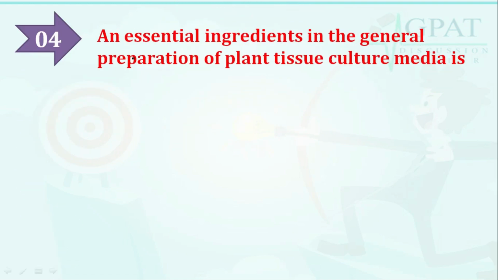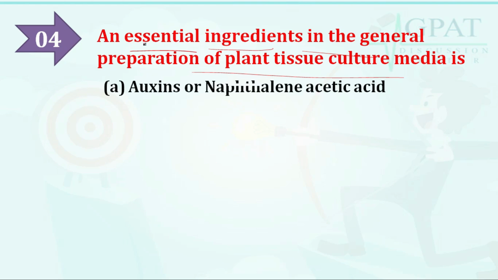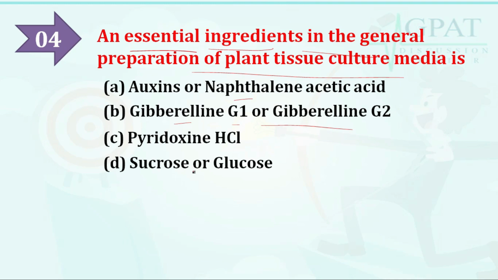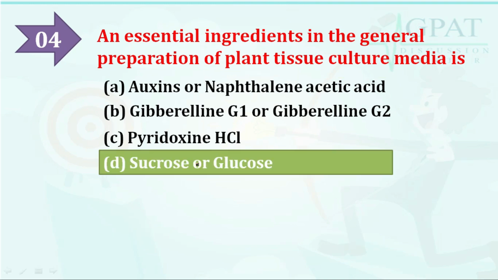Now the next question is, an essential ingredient in the general preparation of plant tissue culture media is: option A, auxins and naphthalene acetic acid; option B, gibberellin G1 or G2; option C, pyridoxine HCl; option D, sucrose or glucose. The correct answer is sucrose and glucose. These are the essential ingredients.